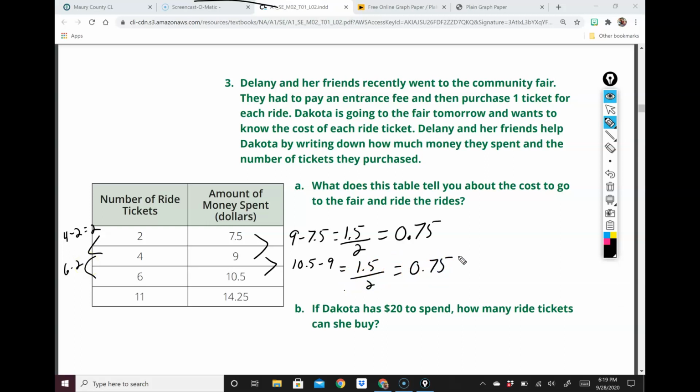And then we've got to figure out what's the cost to get in. So we've got the slope, we've got the rate of change, but what we don't have is our starting value, our y-intercept. Well, we can go back and do what we did before. Let's take that 4 and 9. Those look like easy numbers.